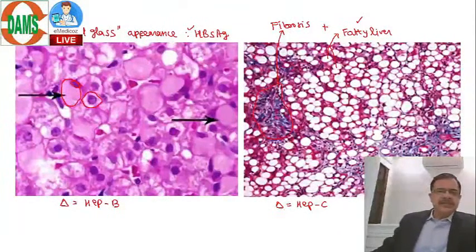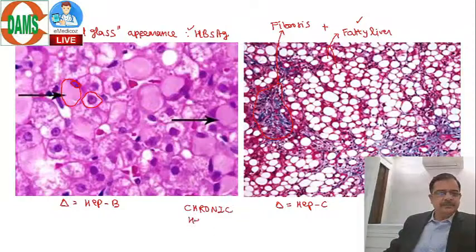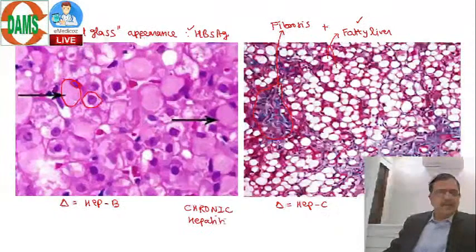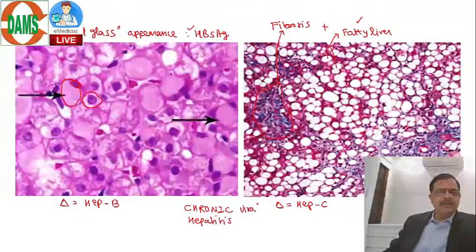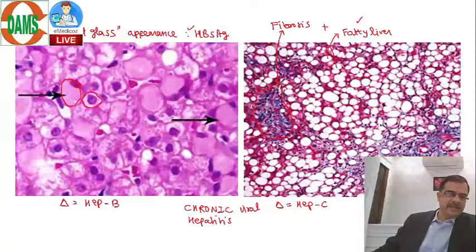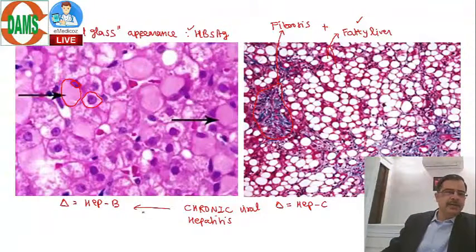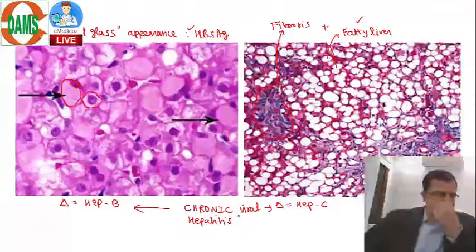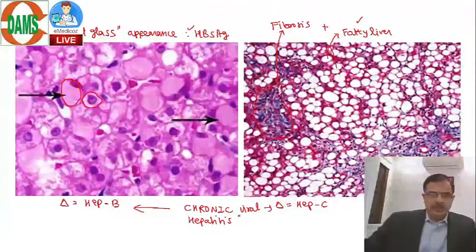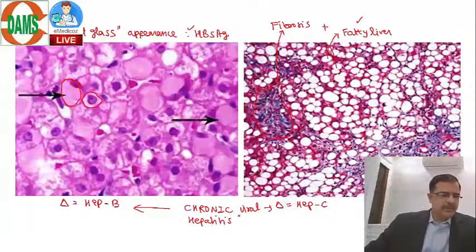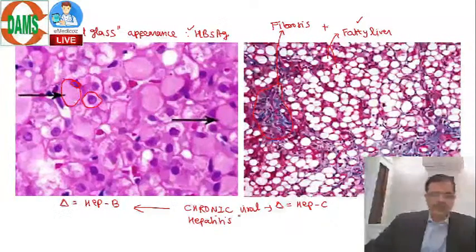These slides are of chronic viral hepatitis, because fibrosis you will see in chronic viral hepatitis, as well as the ground glass appearance is also a feature of a chronic hepatitis B condition. So these slides are very important for your subsequent exams, medicine and pathology correlation.